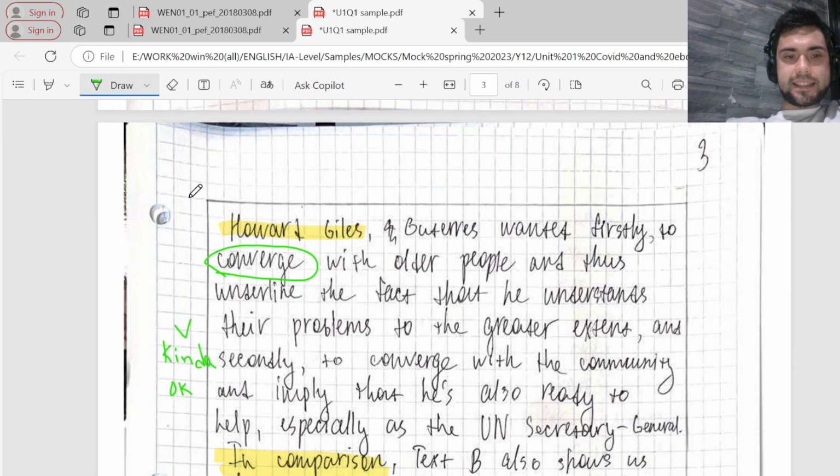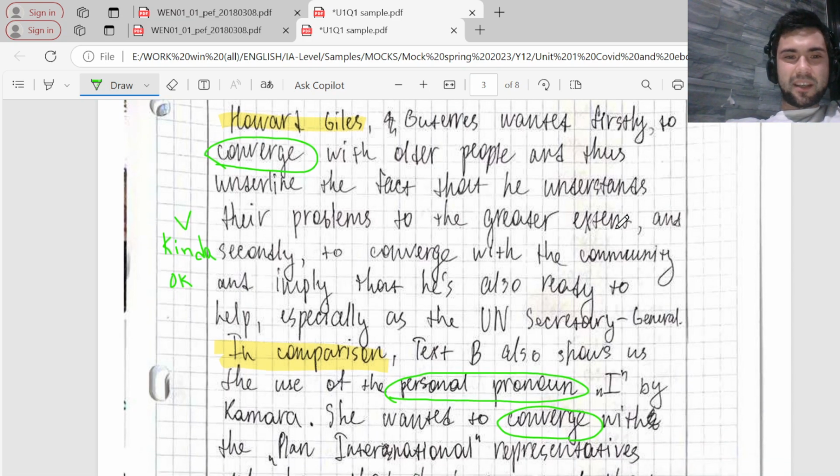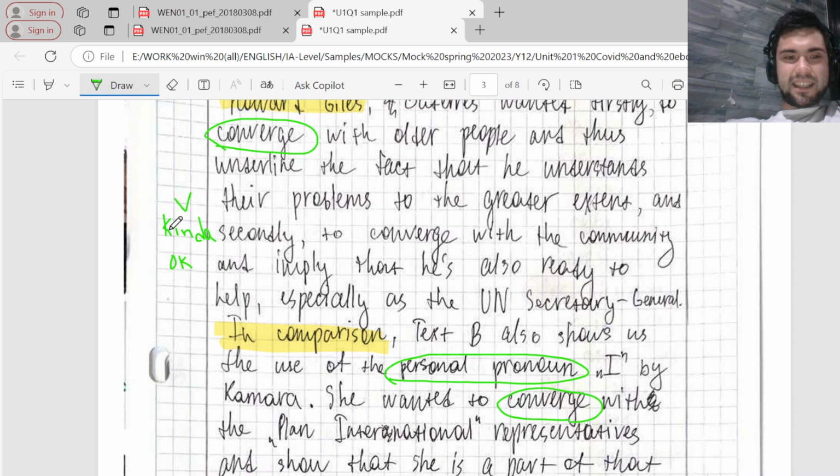And the effect or the purpose, once again, is to converge with all the people and thus underline the fact that the writer or the speaker understands their problems, which is a decent point. Maybe there can be some addition to it, which is not only to understand the points, but also to take further action. So maybe you can look for some follow-up here, not only understanding, but doing something, because it's nice to understand, but what do you do with it? So I mark it as kind of alright.